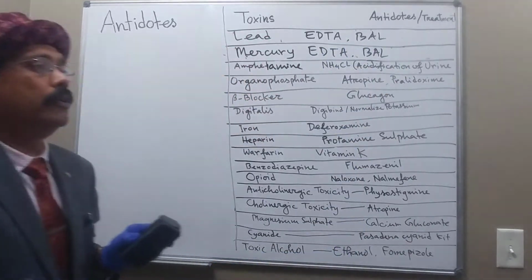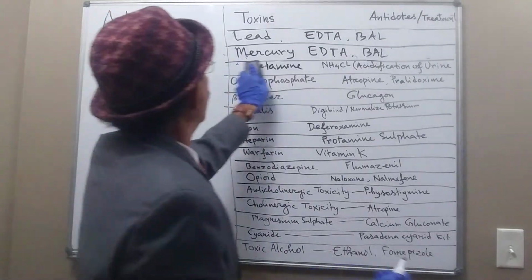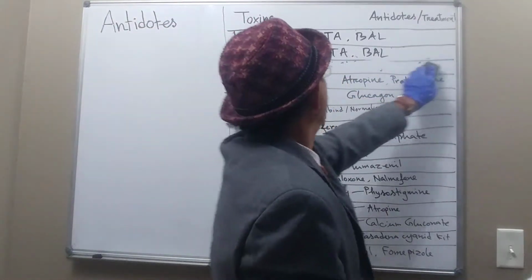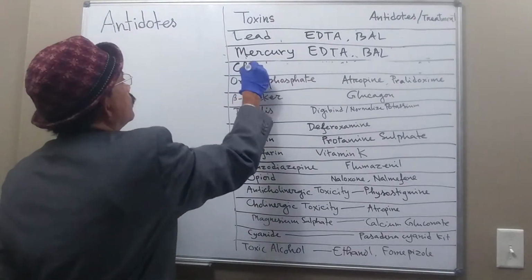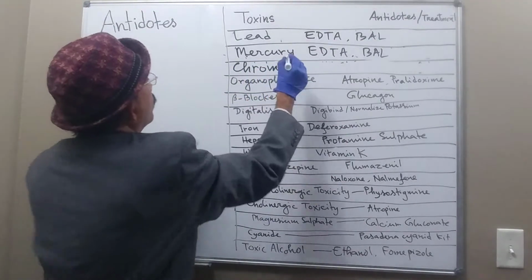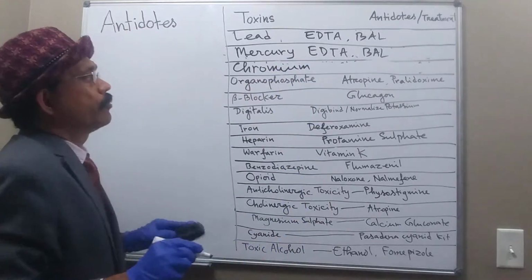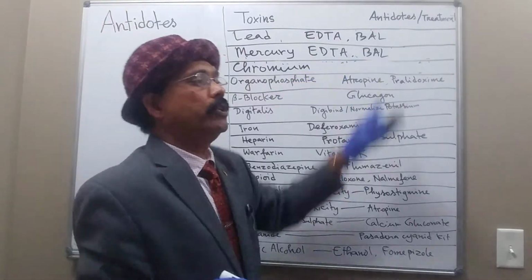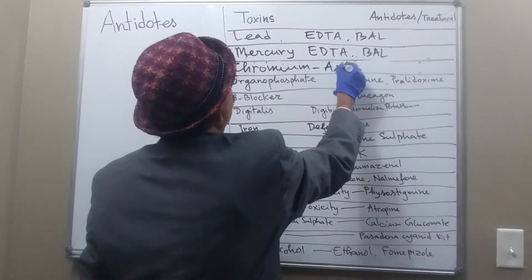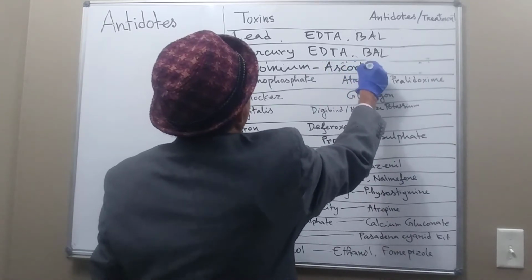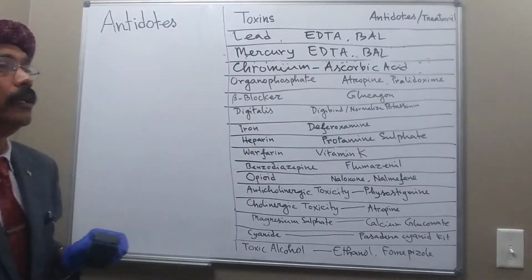We may have other types of heavy metal poisoning, and it may not always be the same for all. Like in the case of chromium, EDTA and British anti-Lewisite may not work properly. In that condition, ascorbic acid may be the antidote.